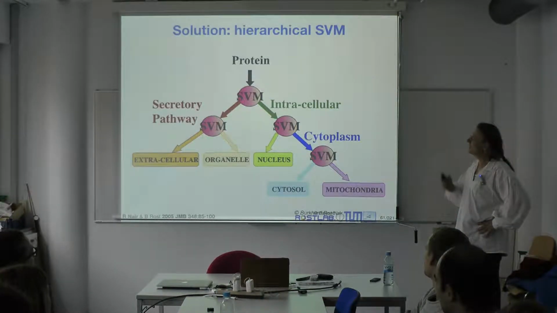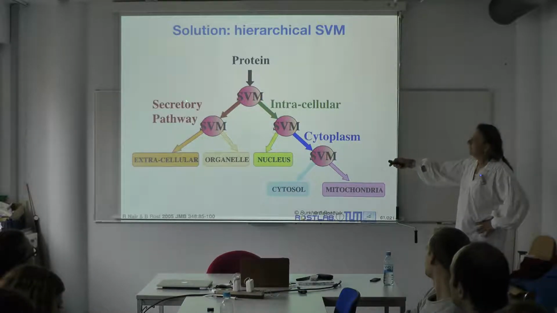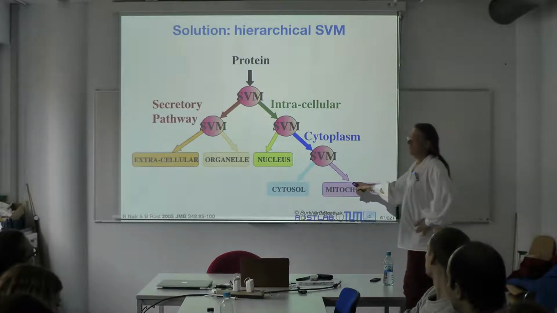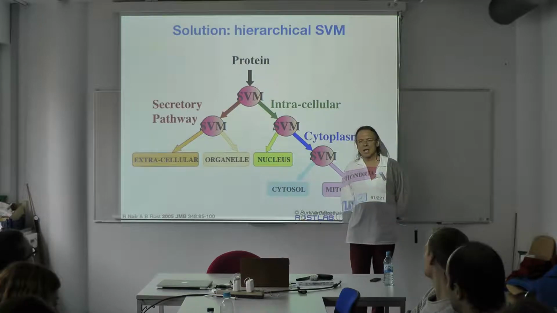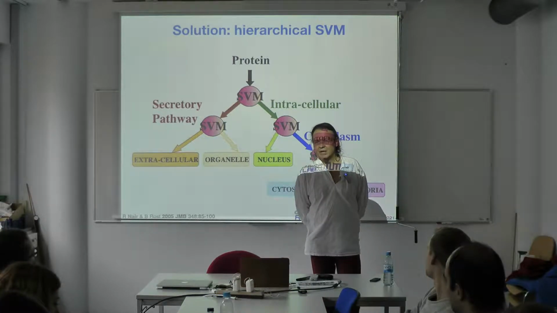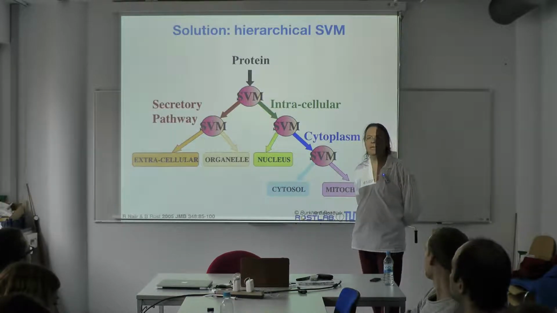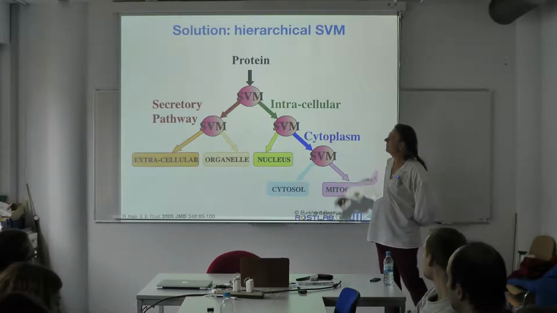So here's one solution in doing this, where I show SVMs that do binary classifications, on the first step here, secretory versus intracellular, and so forth. So they go further down the line. So all of these nodes here are differently learned SVMs, for which I in fact have the freedom to choose different input in order to map the problem.